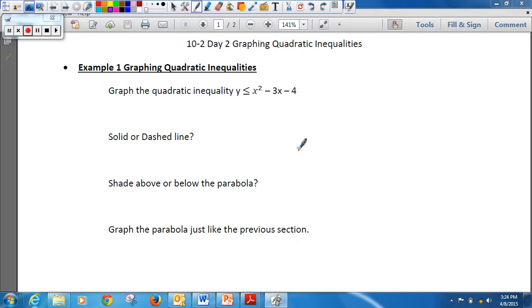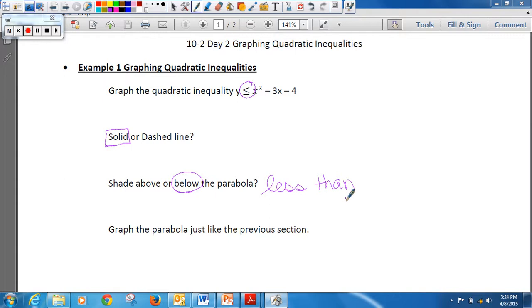So if I look here, I have y is less than or equal to x squared minus 3x minus 4. The first thing you have to remember is, is it going to be a solid or dashed line? Since this inequality symbol has an equal to part, it is going to make it a solid line for our parabola. In order to know if you shade above or below it, this is a less than sign. So less than means you are going to shade below.